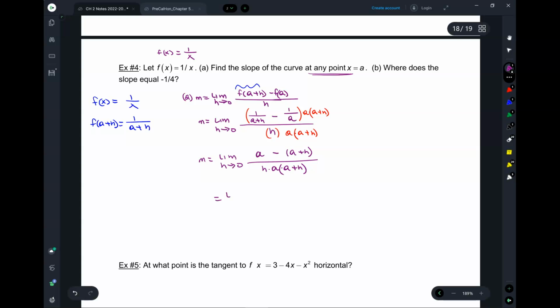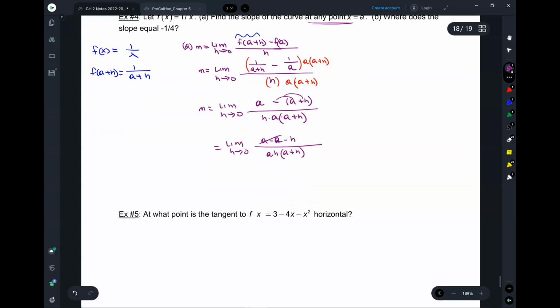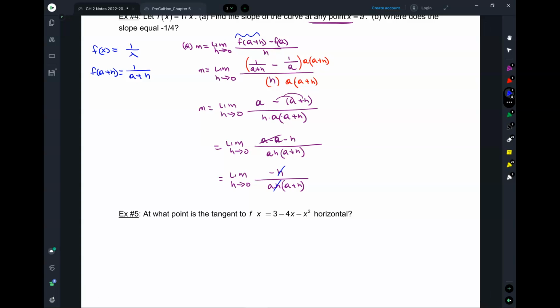Okay, now this is the limit as h approaches 0. Let's just distribute the negative: a minus h over a plus h. a minus a goes away. So what do I have on top? Negative h over a plus h. So again, if I plug in 0, I'm going to get 0 over 0. But look, the h's cancel out, just like they did last time. It's like black magic. Every single time, the h's are going to cancel out.